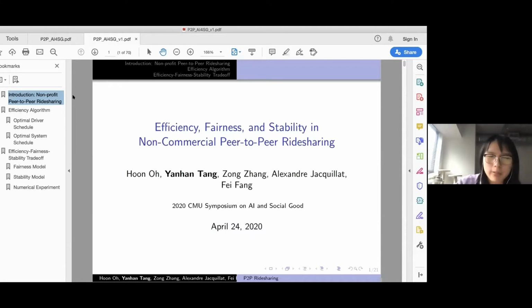And our paper has a threefold contribution. First of all, we add user-centric features such as preferred times to the algorithm. Secondly, we propose a novel fairness concept and an algorithm to compute fairness. And thirdly, we are the first to address the efficiency, fairness, and stability trade-off. And then I'll briefly introduce the RTV.